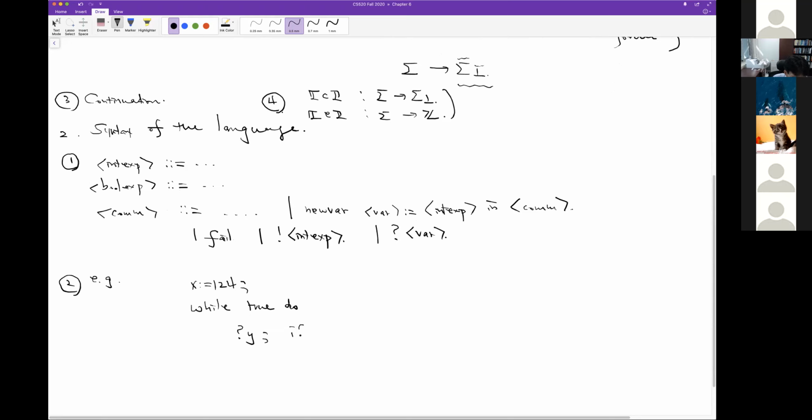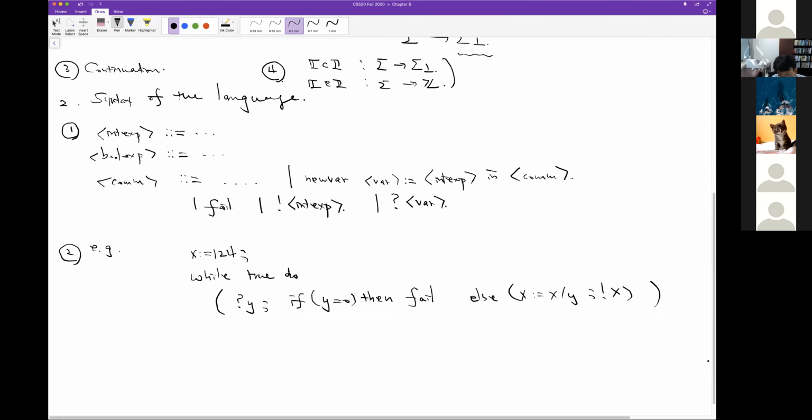And then if y is equal to 0, then it stops. Okay, it failed. Otherwise, it divides x by y. This is an integer division. And then it produces x as an output. So this whole thing is the loop body, and this program runs forever.